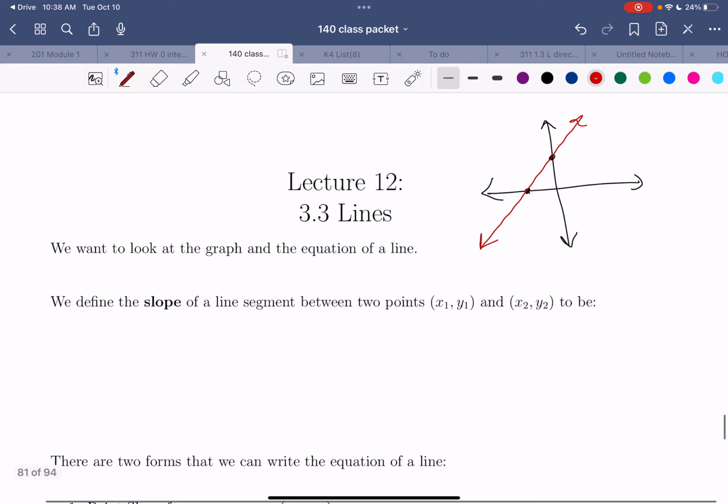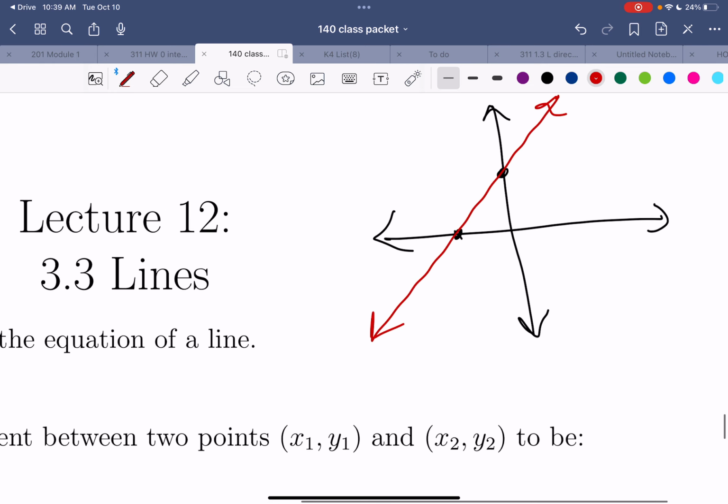Now, some things that are important to talk about here. You notice that when I drew that, I actually drew the x-intercept, where that graph crossed the x-axis, and the y-intercept. So this is the y-intercept, and this is the x-intercept. Okay. And I use those 2 points to graph it.